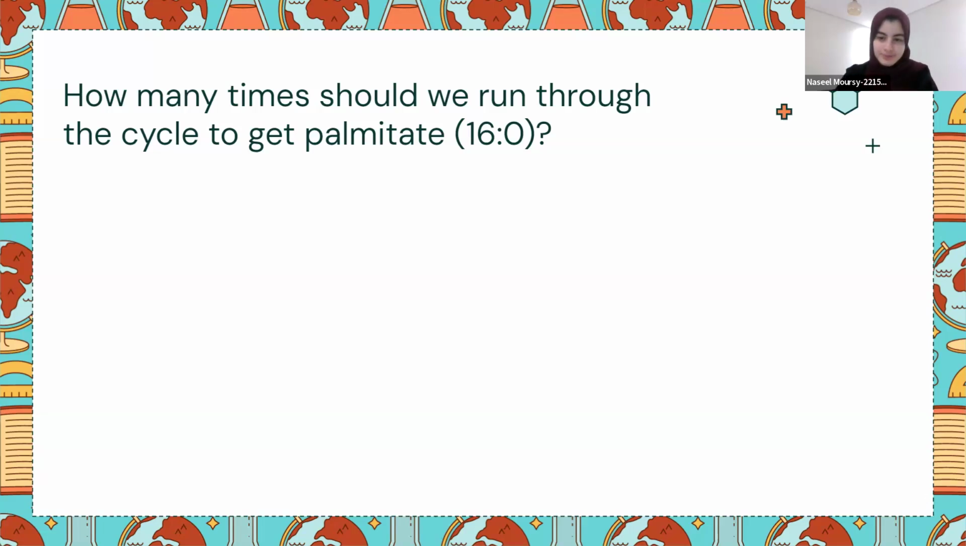6, are you sure? 8, are you sure? Okay, actually, it's 7, okay? And it's not 8. Now, I know the typical way of thinking about this would be like, okay, 16 and you add 2 carbons each time, so 16 divided by 2 is 8, okay? But no, you already start off with 2 carbons, okay? So you don't count those.